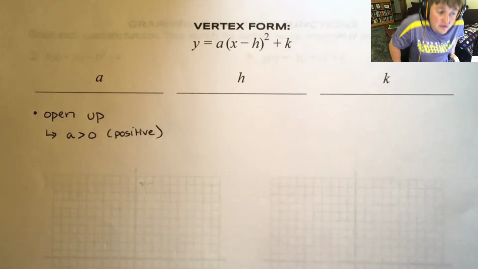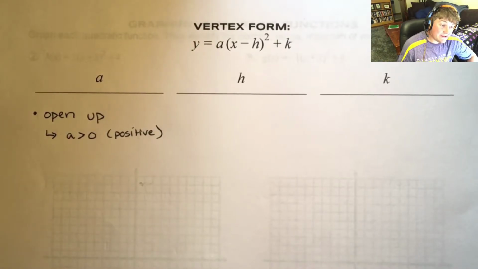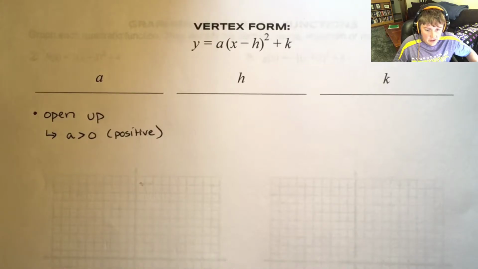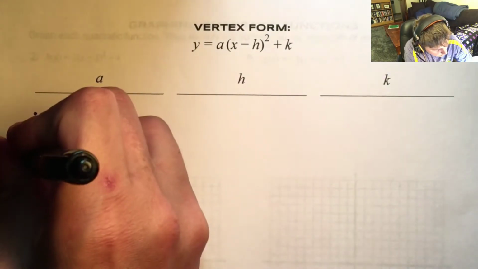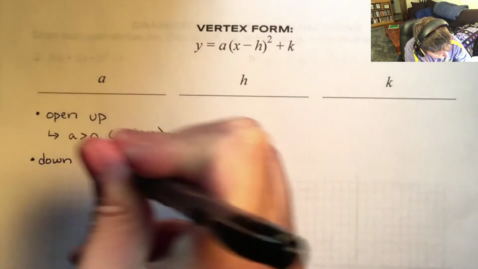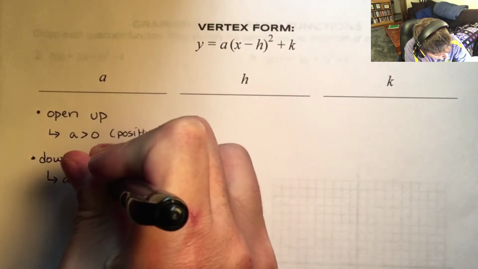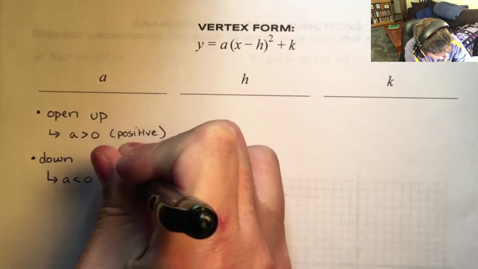If a is greater than 0, that means it's positive, right? Because 0 is neither positive nor negative. A less than 0 is going to have it open down. It will open down when my a value is less than 0, meaning when my a value is negative.